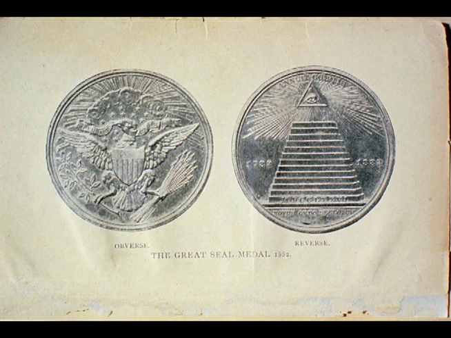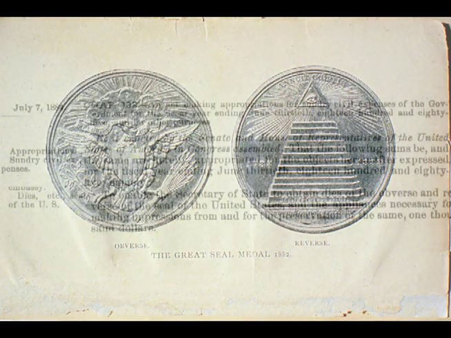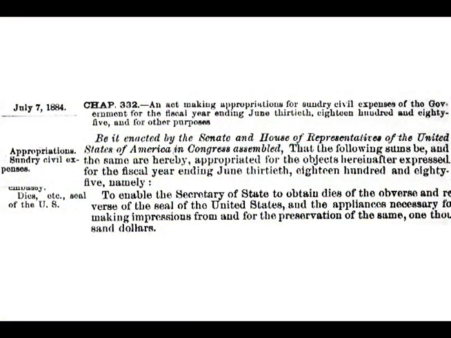It wasn't until the centennial celebration, 100 years later, that a medal was struck which used both sides of the seal for the first time. Renewed interest in completing the seal caused Congress on July 7, 1884, to pass a law appropriating $1,000 to have dies cut of the obverse and reverse sides of the seal.